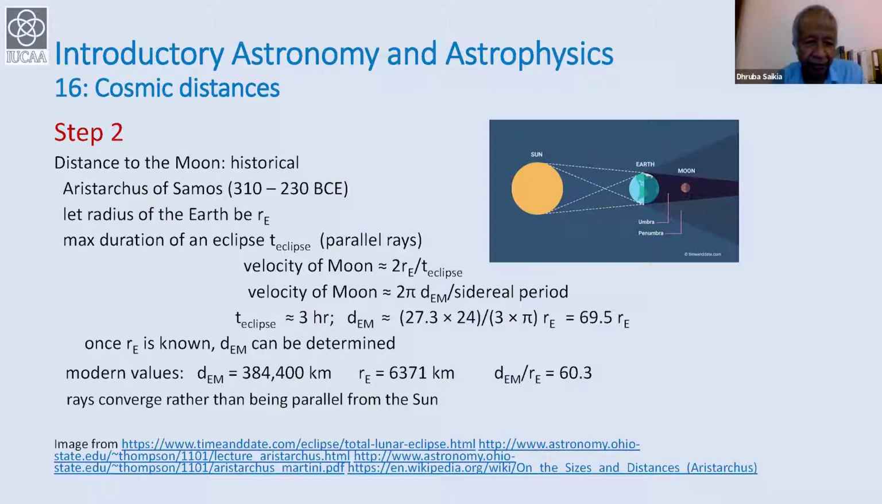You could still find the maximum duration of an eclipse, because the velocity of the moon would be given by twice the radius, assuming it is parallel, divided by the time it takes to cross the dark region, the duration of the eclipse. You can time the duration of the eclipse and you'll get the velocity of the moon. You can also calculate the velocity of the moon from its orbit around the Earth: 2 pi r, the Earth-Moon distance, divided by the orbital period of the moon around the Earth.